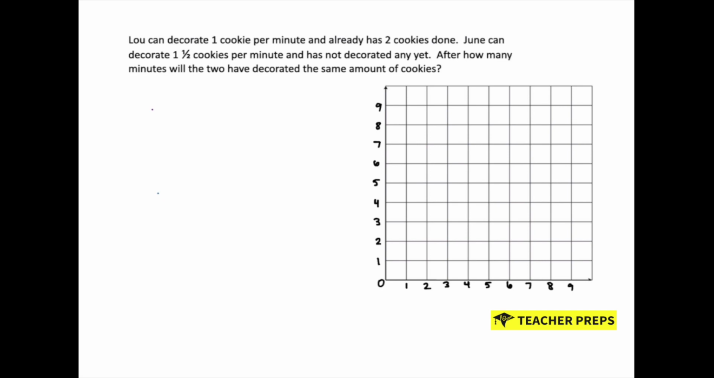This one says that Lou can decorate 1 cookie per minute and already has 2 cookies done. June can decorate 1.5 cookies per minute and has not decorated any yet. After how many minutes will the two have decorated the same amount? Let's start by writing an equation for Lou. We can make the total amount of cookies made y. Lou can make 1 cookie per minute and already has 2 made. June, on the other hand, can make 1.5 cookies per minute and has not decorated any at all.